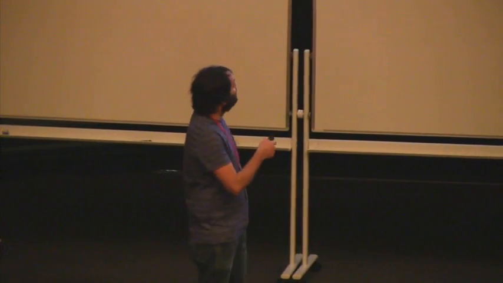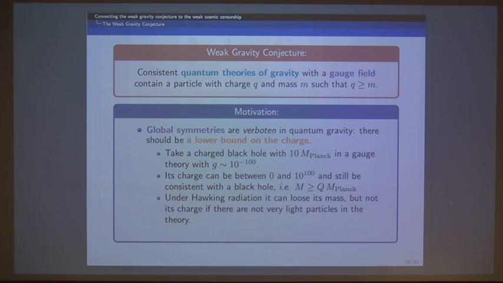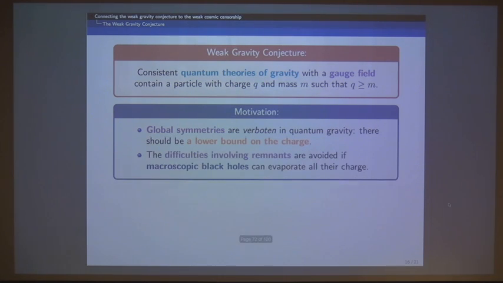Imagine that you take a gauge coupling which is very small, say 10 to the minus 100. You take a big fat black hole. It's sub-extremal. Because it's sub-extremal, its charge can still be very, very large. Now imagine that this condition is not satisfied. You can lose your mass via Hawking radiation, but you cannot lose your charge, because there are no particles to carry that charge. So in the end, you're left with a bunch of remnants. Some of you might like remnants, most of us don't. So this is a problem, okay?